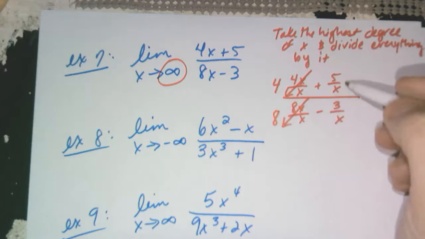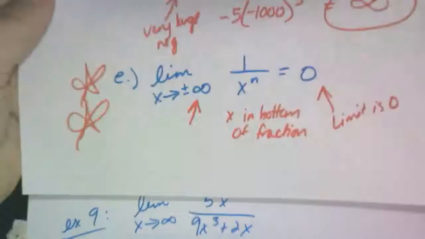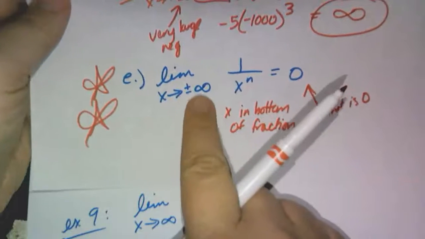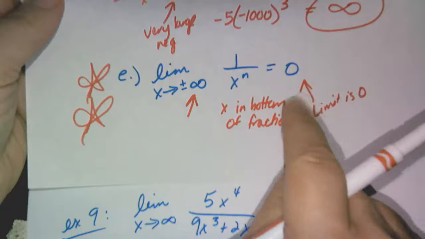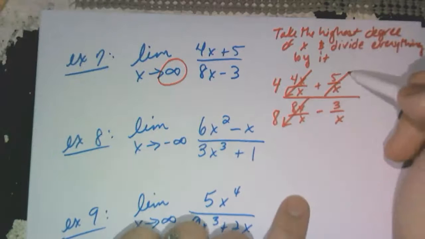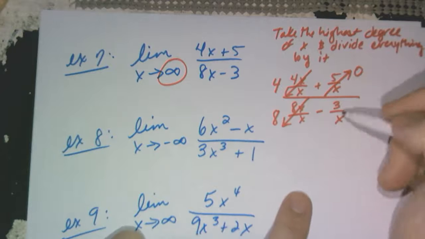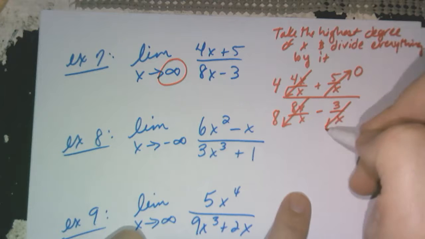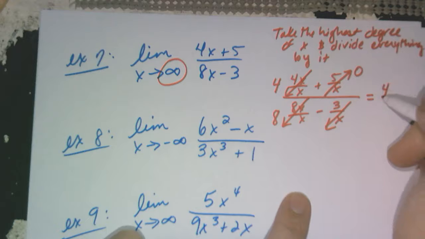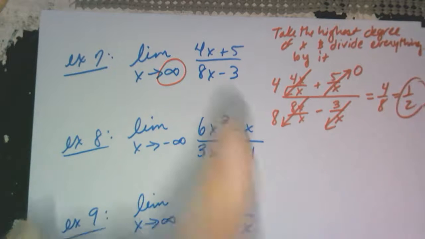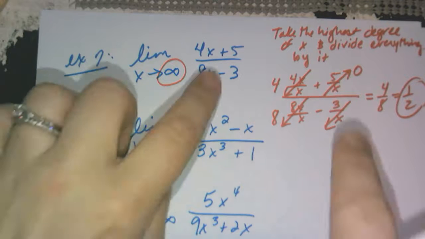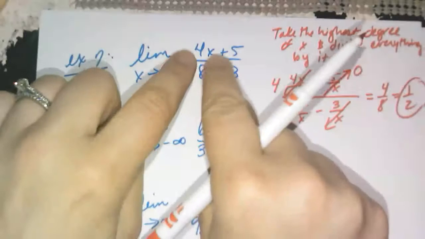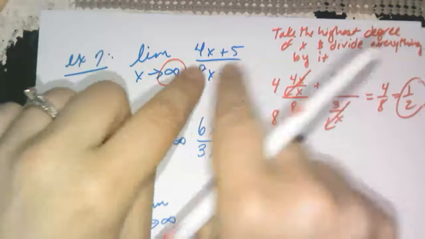But if it has an x in the bottom, just an x, look, just an x, and your x is going to infinity. If it has an x in the bottom, the limit according to this property is 0, right? Isn't that what you just wrote? So this guy goes to 0. Guess what this guy goes to? 0. So what is your final answer? 1/2. 4 over 8 or 1/2. That's the limit. Why did I get rid of the numerator 5 over x? Whatever you do to the top, you have to do to everything. You have to divide by x, divide by x, divide by x, divide by x.